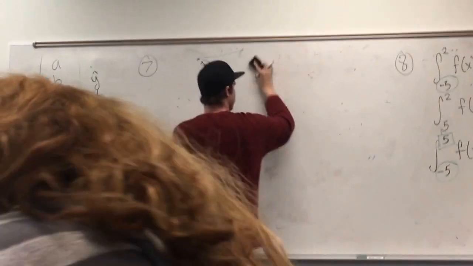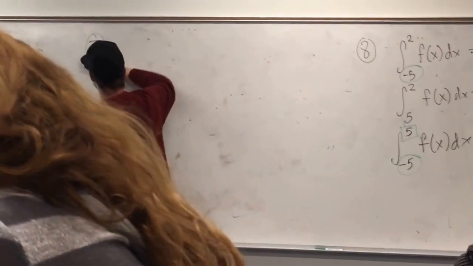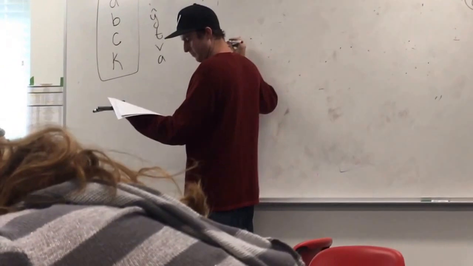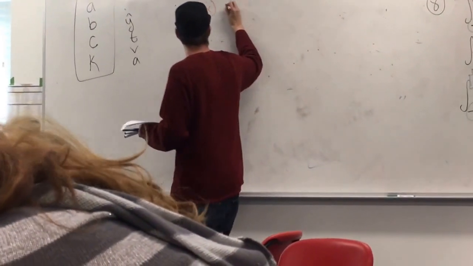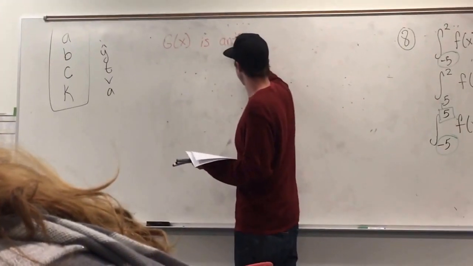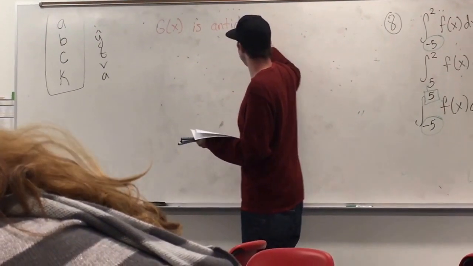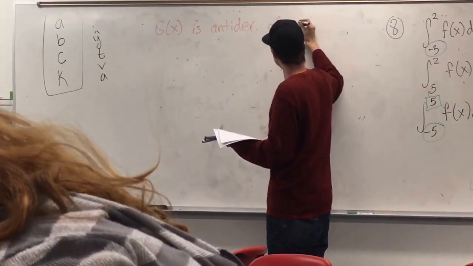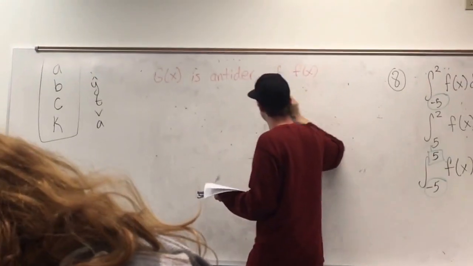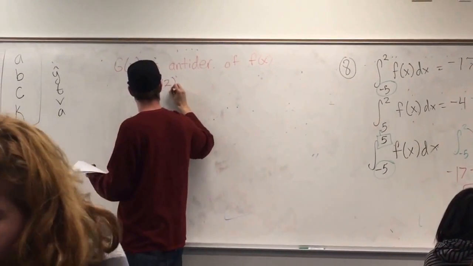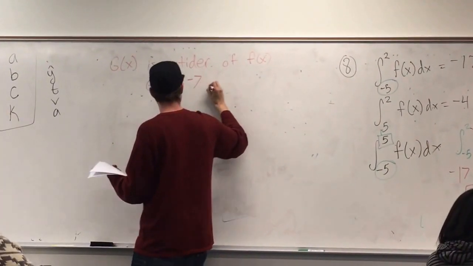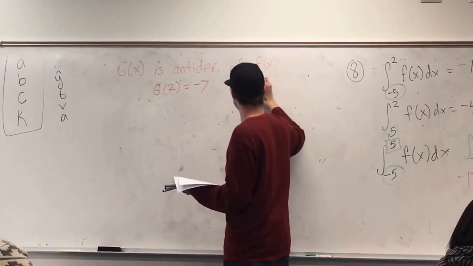Number 9 was a little bit tricky to think about, but if you know your rules for integrals, the fundamental theorem of calculus, it's not too bad. It says g of x is an antiderivative. What does that mean? It just means it's the integral of f of x. And then it says that g of 2 equals -7, and it wants to know what is g of 4.